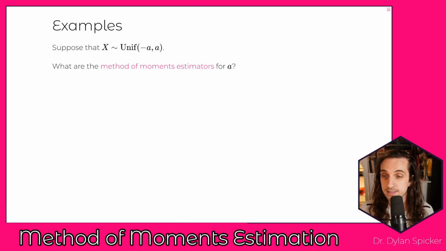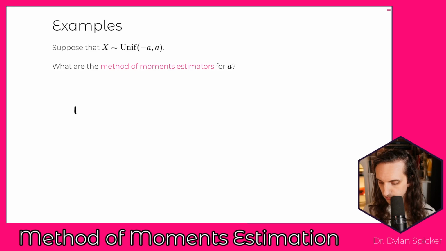Now, take a second example here. X is going to be a uniform on negative a to positive a. What is the method of moments estimator for a? Again, we need to come up with enough moment equations that depend on our parameter in order for us to solve for it.